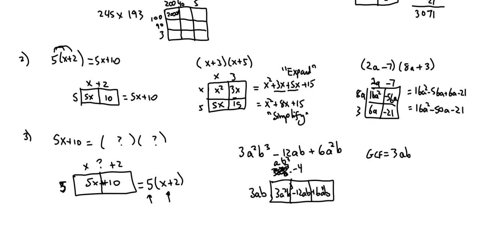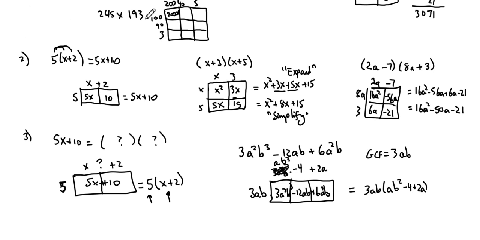And the 6a squared b has to be multiplied by 2, so 3 times 2 gives us 6. This is an a squared. I have an a, so this has to be an a. And then there's a b, and I already have a b, so that's it. So that means that I can write that expression as 3ab times ab squared minus 4 plus 2a. And now you see how to use area models for common factoring.